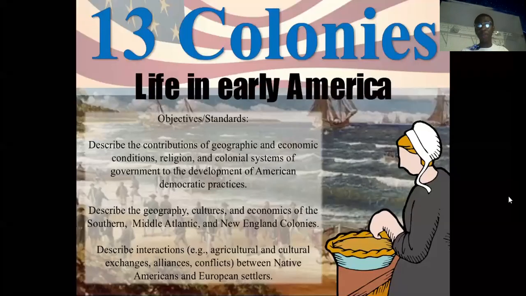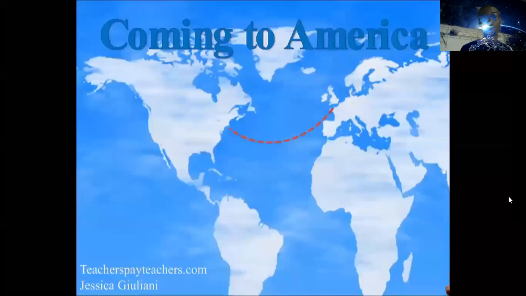All right, so let's start off with the 13 colonies, life in early America. We're gonna run through this as quick as humanly possible. Our objective is to describe the contributions of geographic and economic conditions, religion, and colonial systems of government to the development of American democratic practices. It'll be fun.